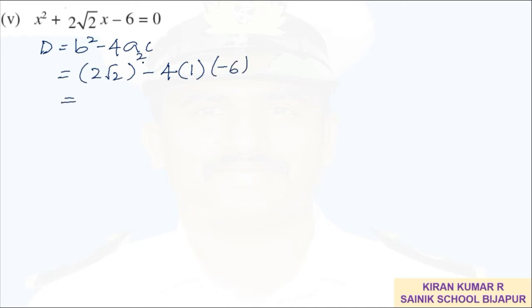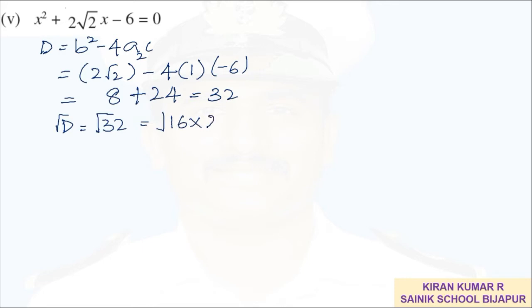2 root 2 whole square is nothing but 2 root 2 multiplied by 2 root 2, which becomes 4 times of 2, nothing but 8, plus 24. We get it as 32. So root of d is root 32. We all know that root 32 is 16 times 2, so we get 4 root 2 as the value.